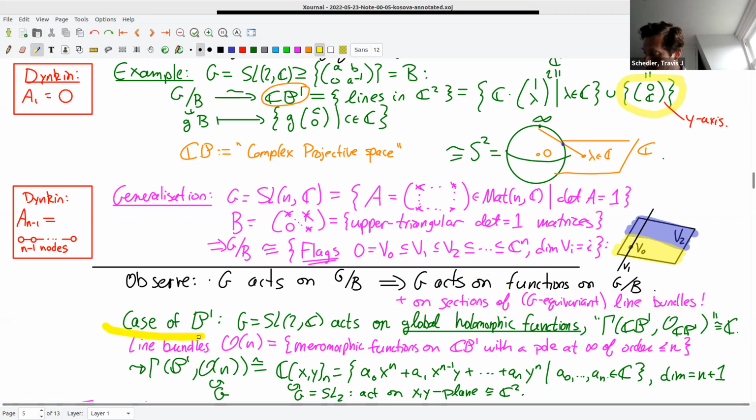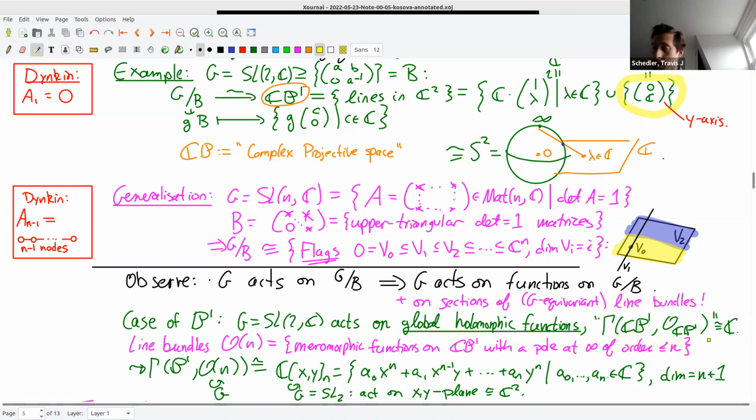Go back to the case of CP1, complex projective space. This group G acts on the global holomorphic functions. Well, it acts on global smooth functions, but let's look at complex differentiable ones, the holomorphic ones. These are the ones I'm most interested in. Well, it acts on those, but since this is a sphere, it is compact, and if you're holomorphic on it, you're constant. The only global functions are just the constants.